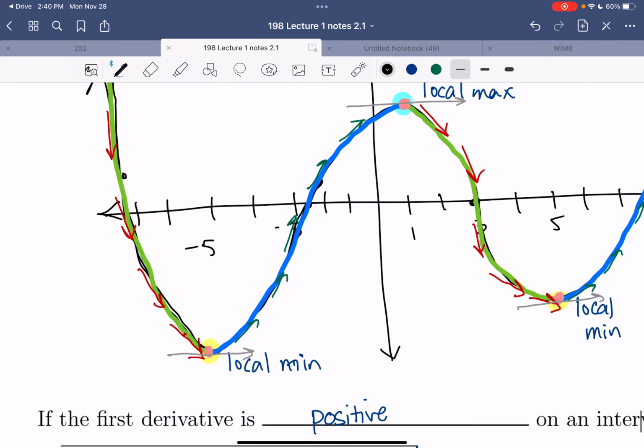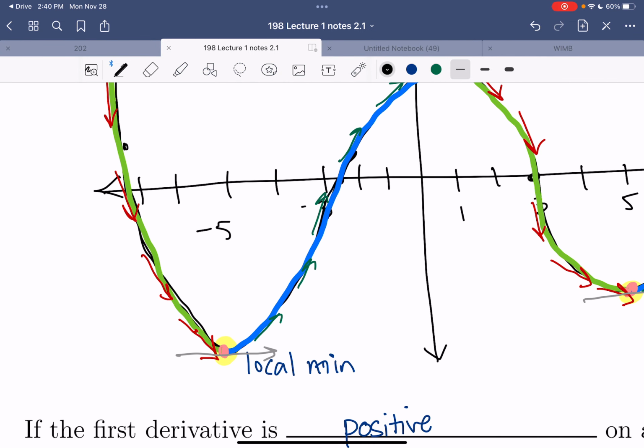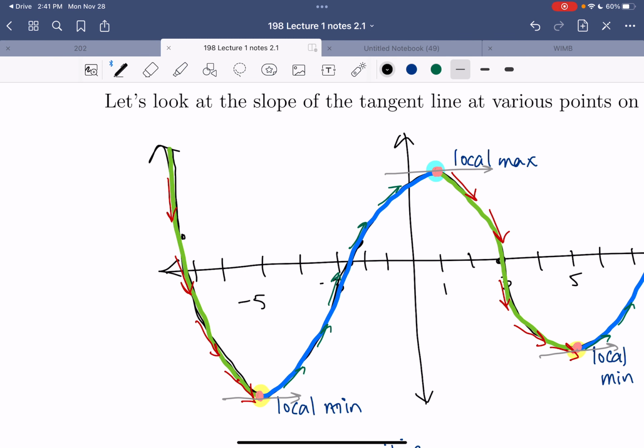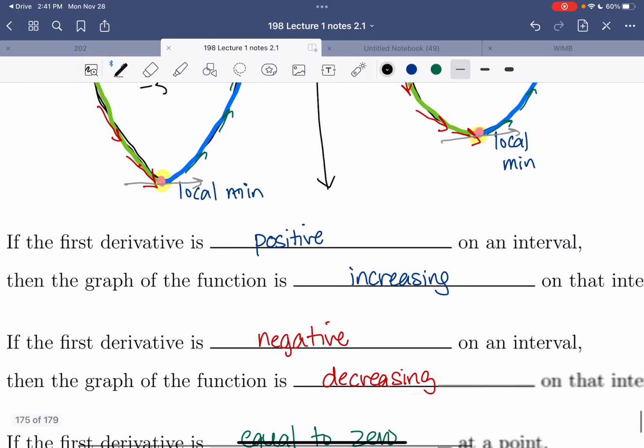Notice up here that a local min is always at the bottom, which means your function has to decrease to get to the bottom, and then it increases. And then our max is always at the top, so it must have been coming from a graph that was increasing up to the top, and then it changes to be decreasing. So we can look at the change on both sides of our critical point and determine whether it's a local max, local min, or neither.